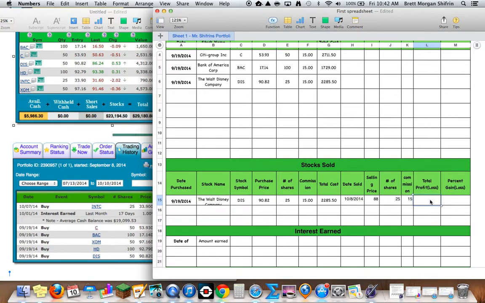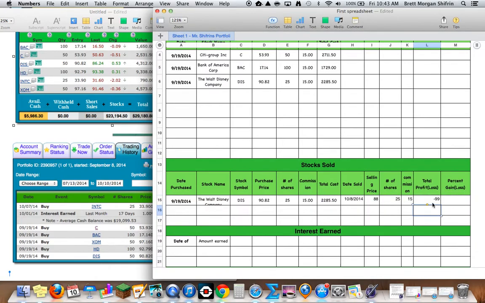So I want to get my total profit or loss. Well, there's the equation on the assignment, but my total profit or loss would be my selling price times the number of shares minus the commission, because hopefully I sold it for more and I'm making money, and my commission is going to come out of what I make, and then minus the initial cost.